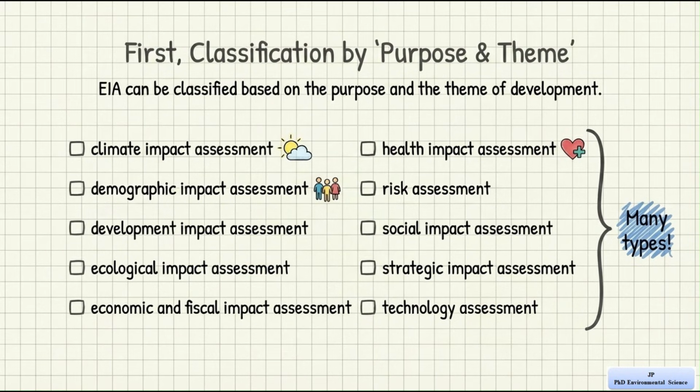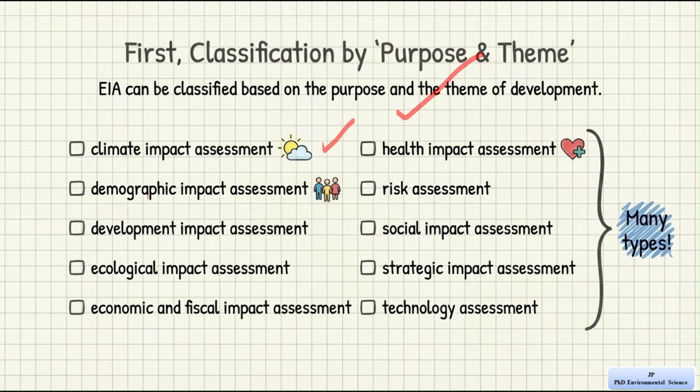So the first classification is by purpose and theme. EIA is divided based on what type of impact we want to study. We choose the type of EIA depending on which area is affected: environment, people, money, etc. The first is climate impact assessment. It studies how a project affects the climate. Example, a factory may increase temperature or greenhouse gases.